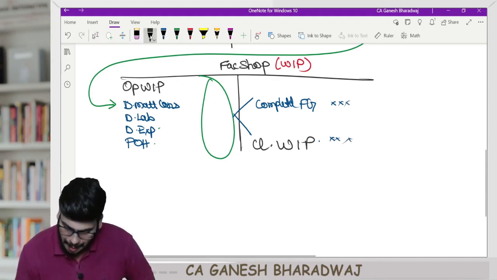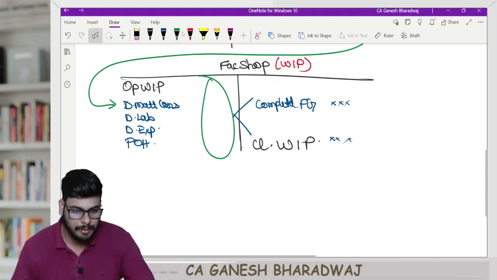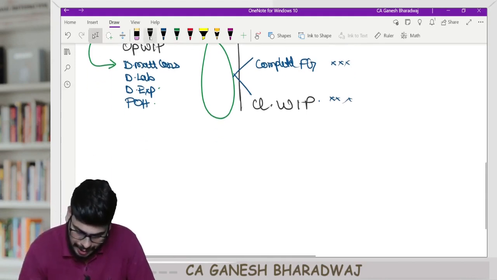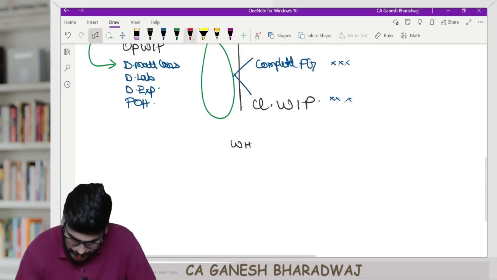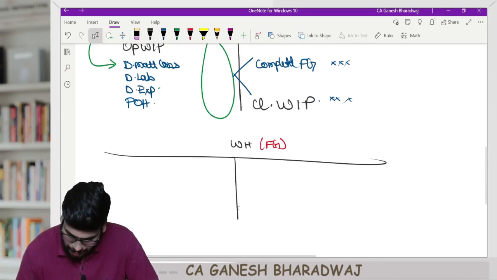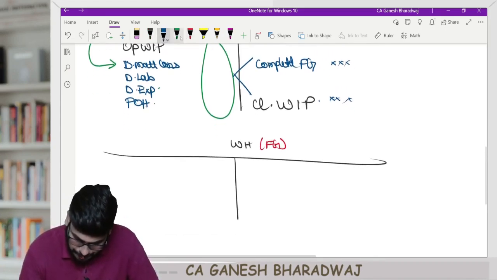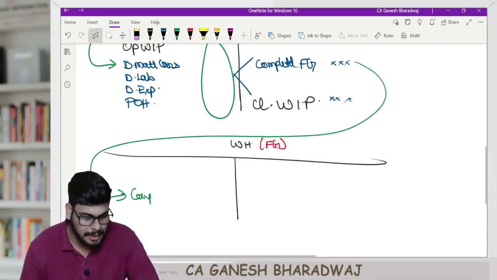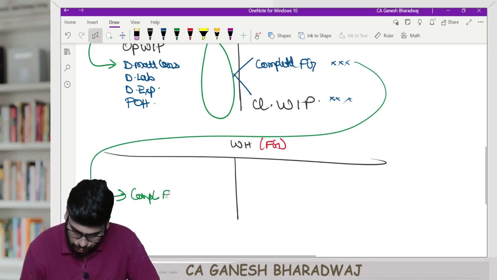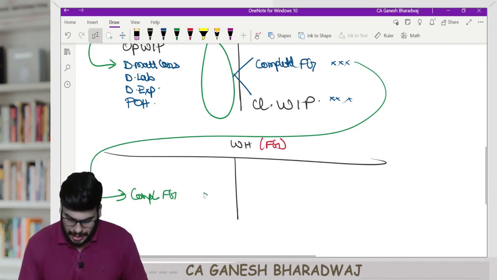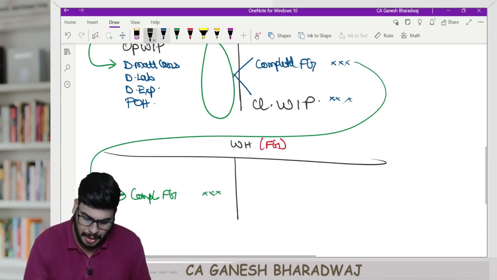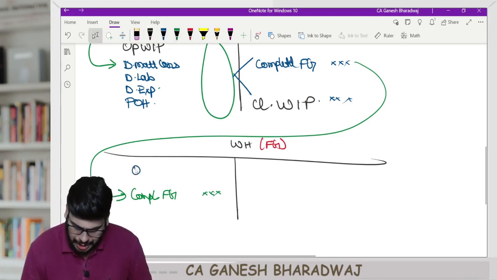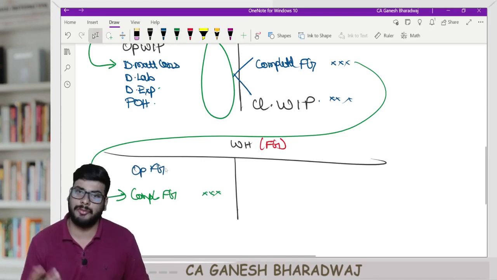Now these completed units will enter into my warehouse area, which is basically the place where my FG is stored. How does this warehouse area look like? Now in this warehouse area, I could also have some opening FG. Are you clear with this? Opening stock of finished goods.